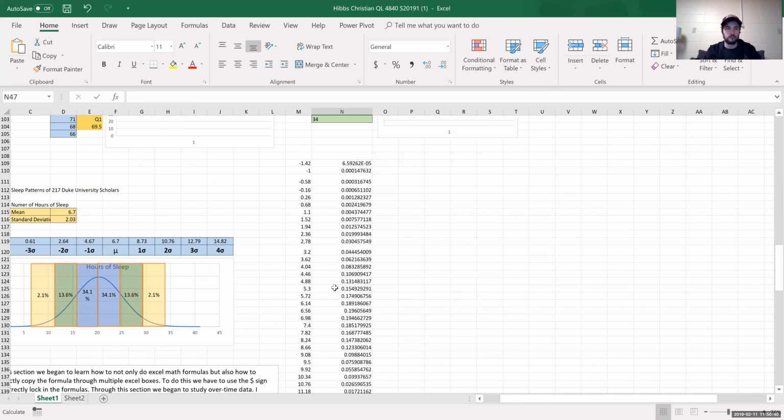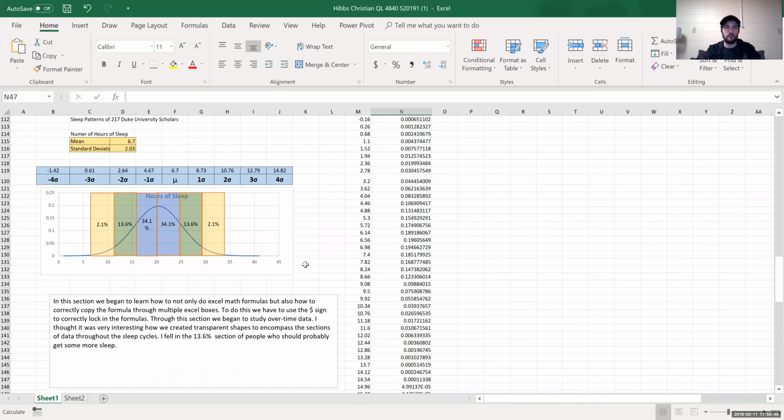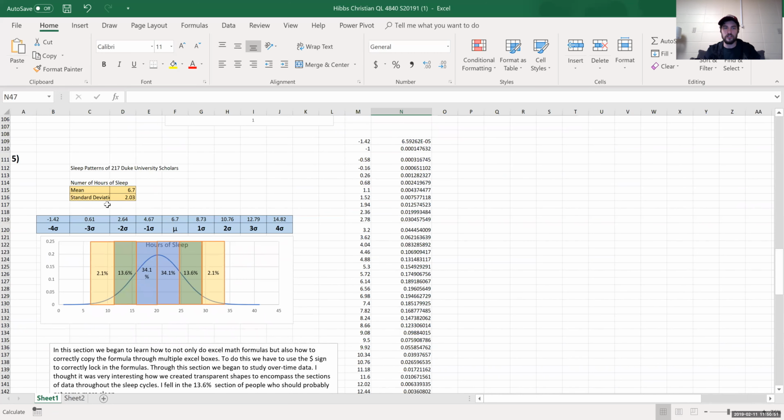Section number 5, I like this section, really the transparency of the shapes because it made the graph look really well, but we also use standard deviation down here also, except we did an over time graph to analyze the sleep patterns of students. An interesting part of this section is, let's say I was doing a math equation in Excel and I wanted to click this 6.7 or this 2.03 and add it into my equation.